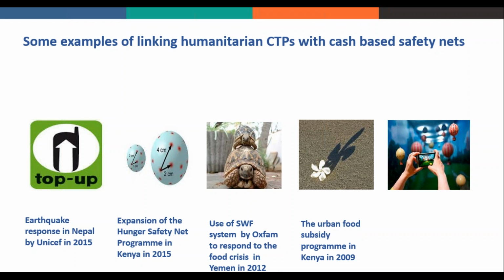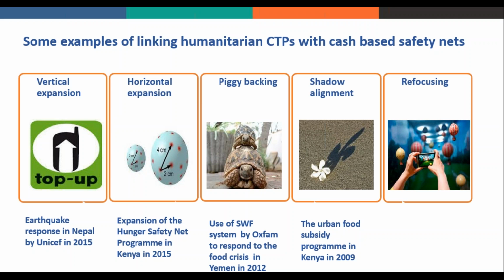UNICEF had, even before the crisis, a very strong intent to strengthen the existing social assistance system, and therefore we chose the existing system to deliver humanitarian assistance by topping up the amount to all those who were in the beneficiary list of the social assistance program in the country. By doing so, they were able to reach a large number of people, something like 434,000 people, at the same time that humanitarian agencies delivered a humanitarian response to a much smaller number of households in Nepal.